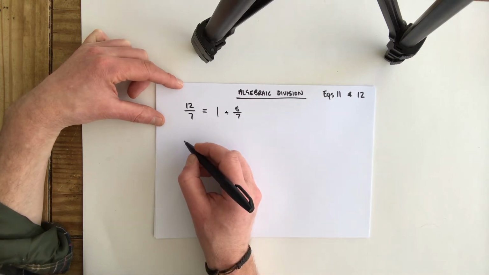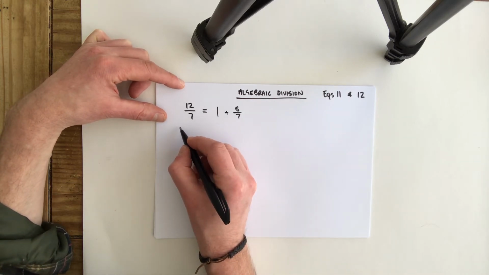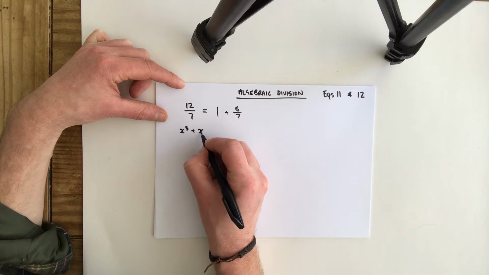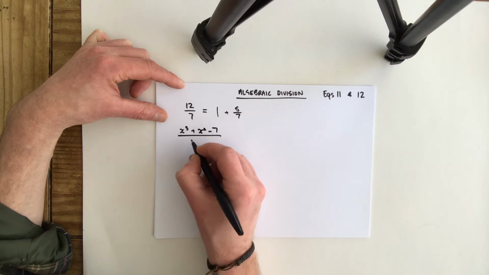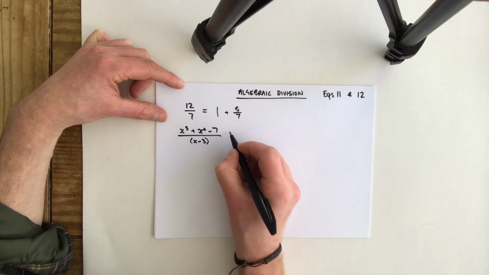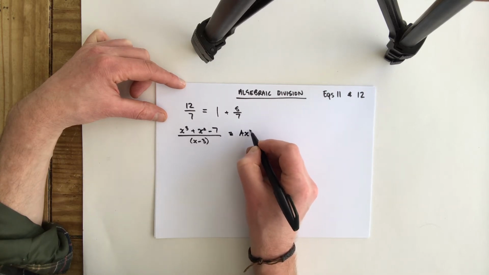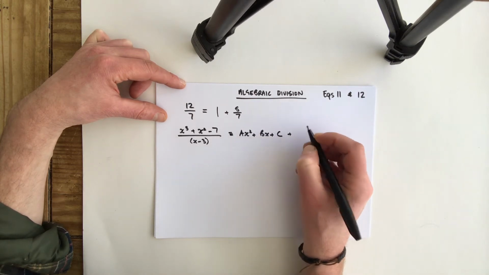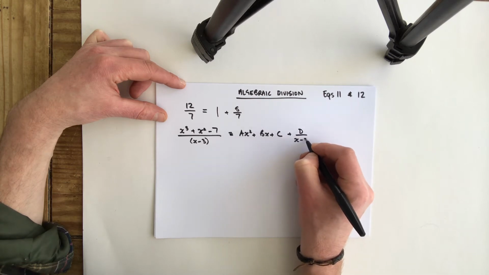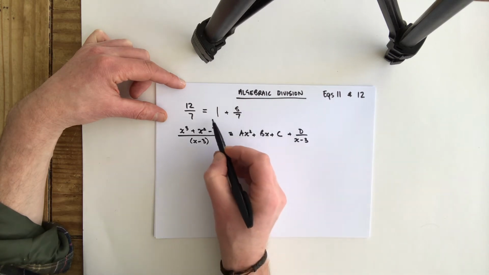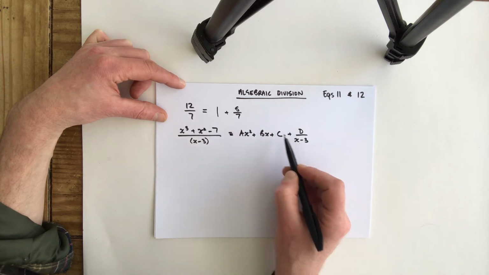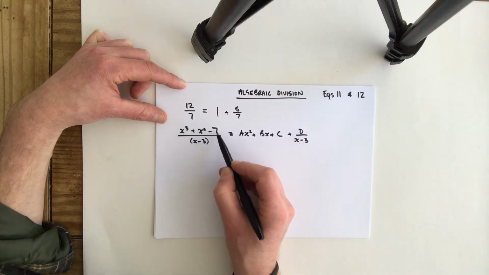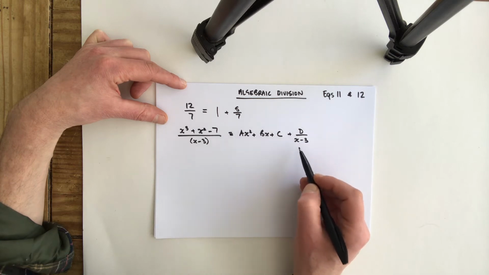So the example we're going to look at is example 11 from the textbook on page 14. We're told that x cubed plus x squared minus 7 over x minus 3 can be written as something x squared plus something x plus c, and then my remainder d over x minus 3. So this bit here is equivalent to that, and this bit is equivalent to that. That's how many times this thing goes into our numerator, and that's what's left over.